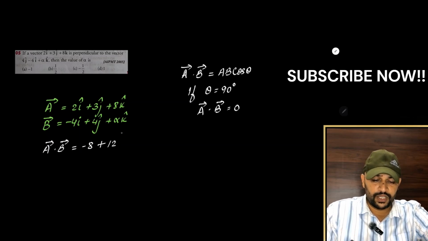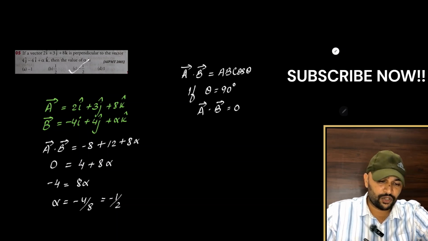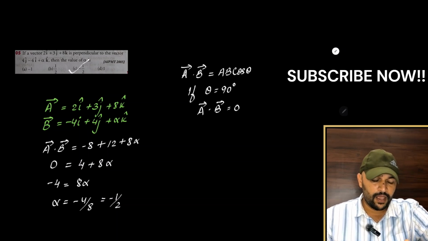3 into 4, that's 12, and that will be our 8 alpha, and we know that it has to be 0. So A dot B will be 0 and it will be minus 8 and plus 12. Let us make it plus 4 plus 8 alpha, right. Taking 4 to the other side, minus 4 equals 8 alpha, and alpha will be equal to minus 4 by 8, which is equal to minus half. Is there any option? Yes, option C is the correct answer for the fifth question.